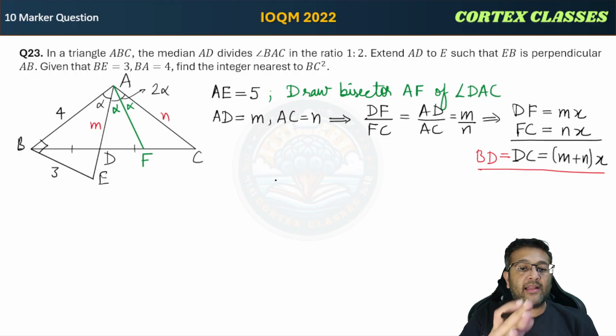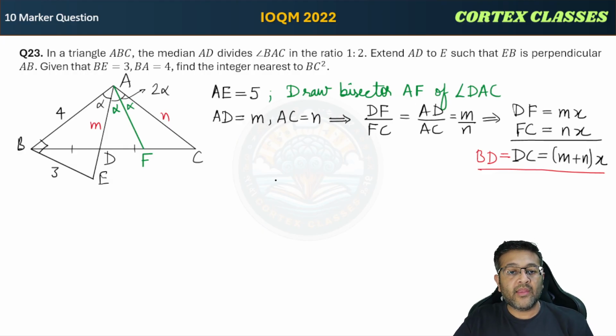So we made a construction, angle bisector draw किया हमने angle DAC का, and we'll assume the lengths of AD and AC to be m and n, and so DF की वैल्यू कितनी हो गई? mx. So let me write here, this is mx and FC is nx. Okay, so in the same ratio.